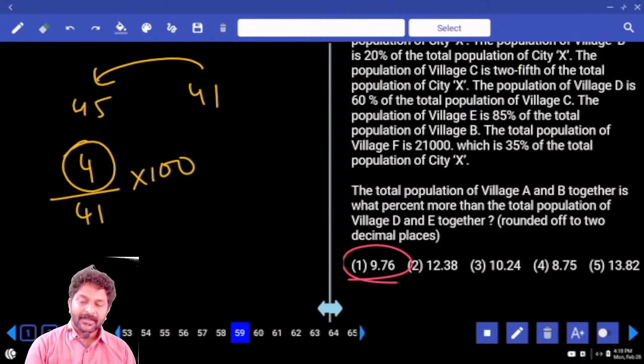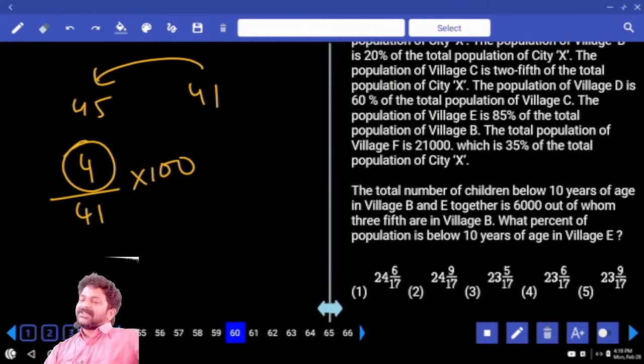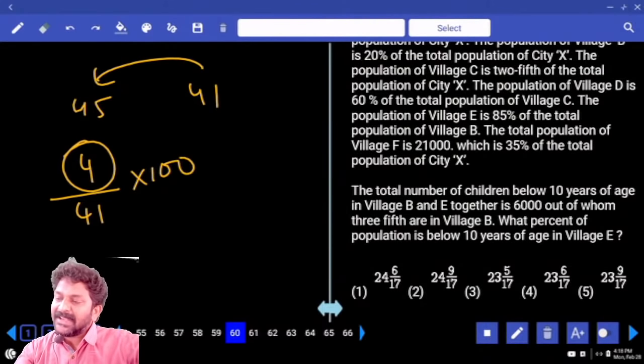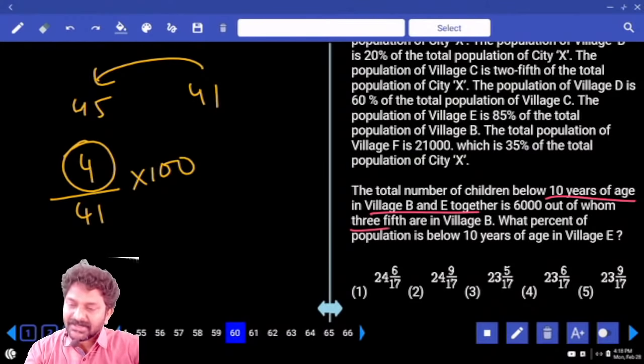Clear? Next. The total number of children below 10 years of age in village B, E together is 6,000. Out of whom 3/5 are in village B. What percent of population is below 10 years of age in village E. Okay. Less than 10 years from both villages B and E together, we have total 6,000. Out of which 3/5. What is 1/5 of this number? 1200.